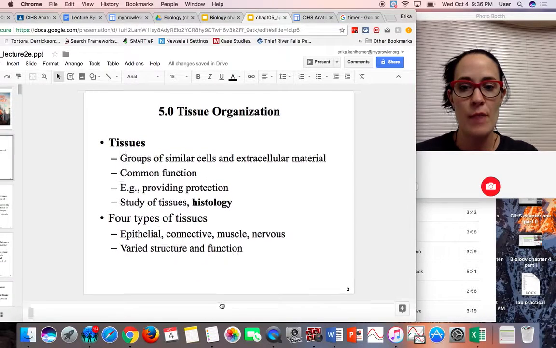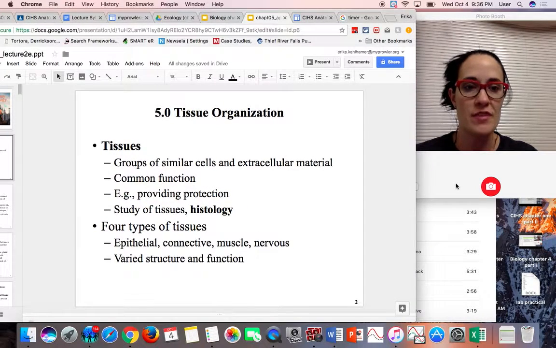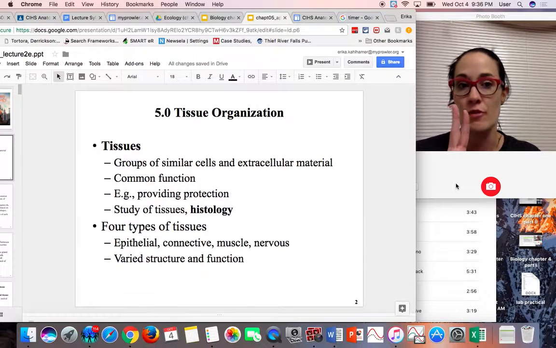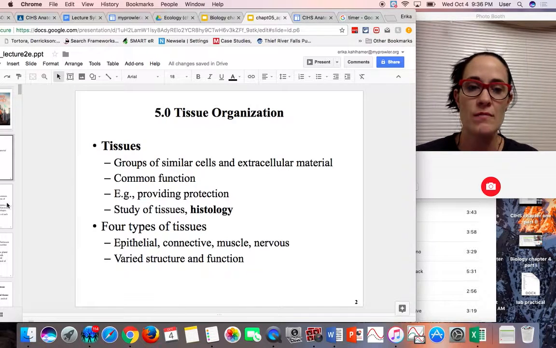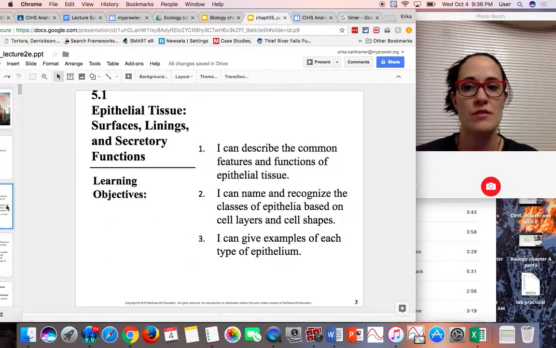And there's 4 main types of tissues. There's epithelial tissue, there is connective tissue, and those are the 2 big groups. Then there's muscle tissue, and there's nervous tissue. And they vary in their structure, what they look like, and then their functions.